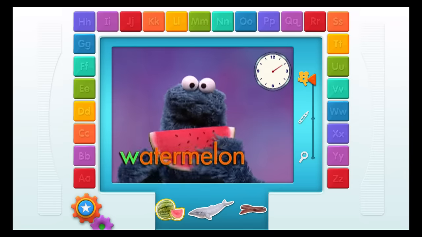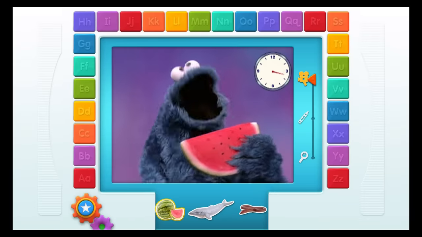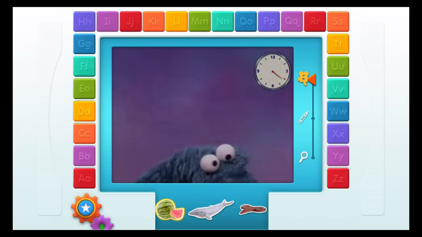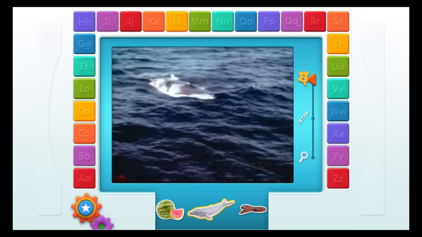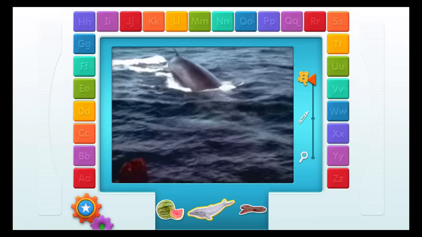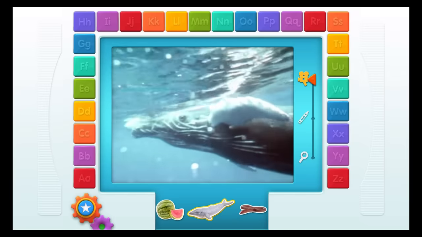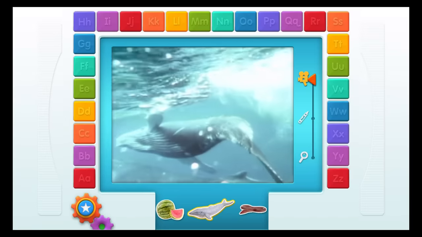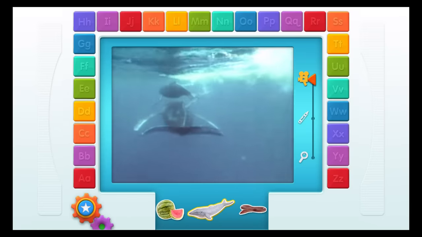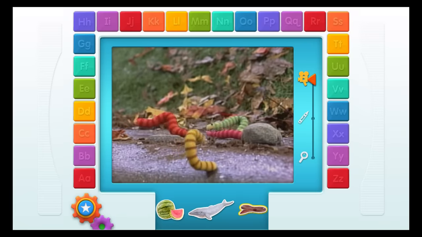W. Watermelon! Yeah, watermelon starts with W. That's right, Cookie Monster! Watermelon! Touch something else! W! Whale! Another thing that starts with your letter. W. Worm. Worms love to come out and play in the rain, too.